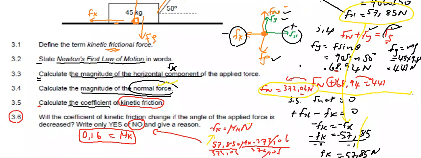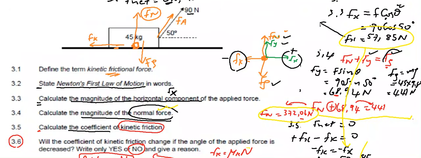So our answer there is no, because of the material, the object is moving on the same material. So the answer there is no. All right, now we're done answering questions. Let's go to the explanation why Fx is equal to F cos theta and why Fy is equal to F sine theta.